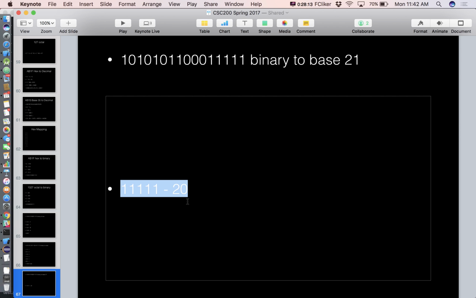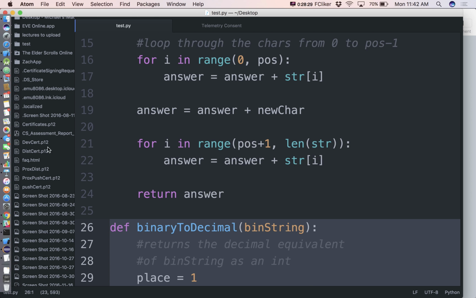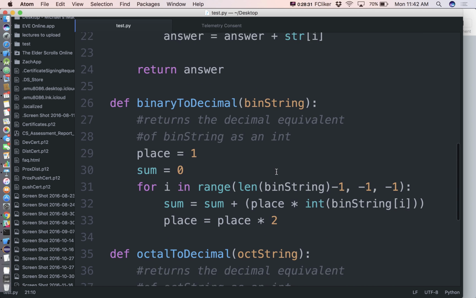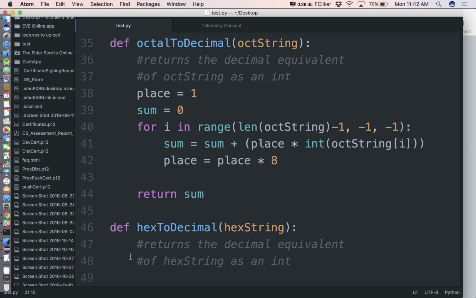I don't know for sure, but maybe. All right, so let's write the solution to your homework today, which was hexadecimal string to decimal, correct? All right, and the trick to that guy, again, I'm calling it a trick. Where's my Atom? Here we go. So last time we wrote binary to decimal. We wrote octal to decimal. Then we were to write hex to decimal.